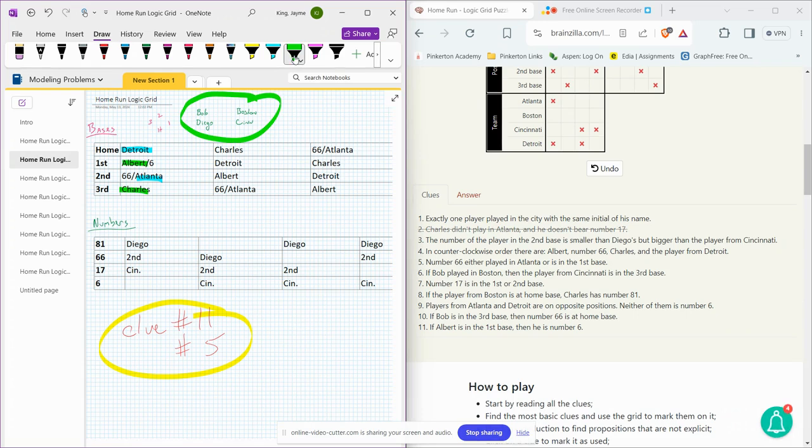I started using clue number 1: exactly one of the letters matches. So I looked at this first little table here and said, okay, what if Diego's the one who matches? So Diego's in Detroit.